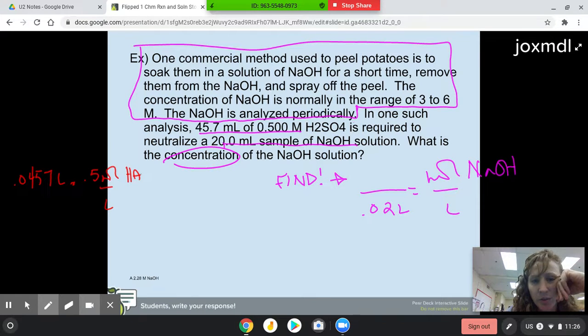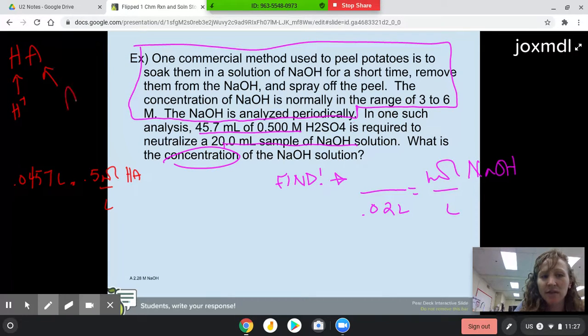Also, fun fact, when acid names get long, I don't write the acid name. I write HA, because H is going to be my H plus that comes off of my acid. A is going to be everything else. It's the anion that's attached to the hydrogen. So I just save myself time by not writing out the whole name over and over. I just write out HA over and over.